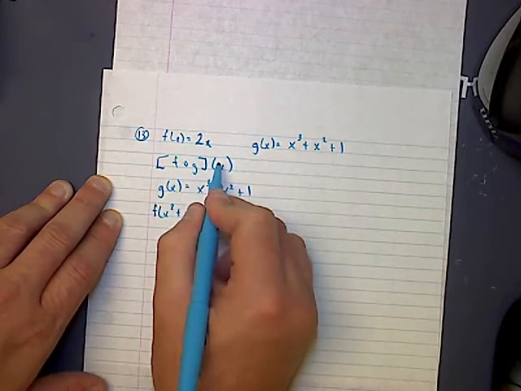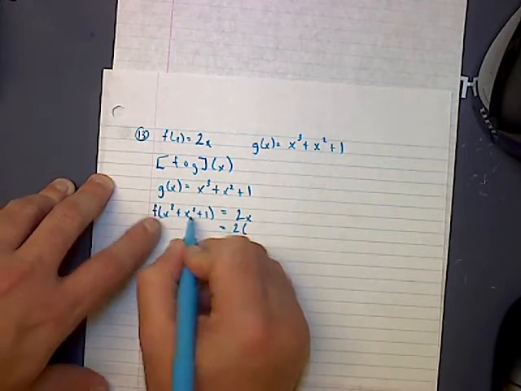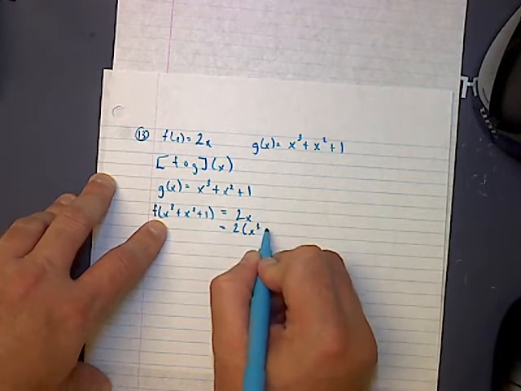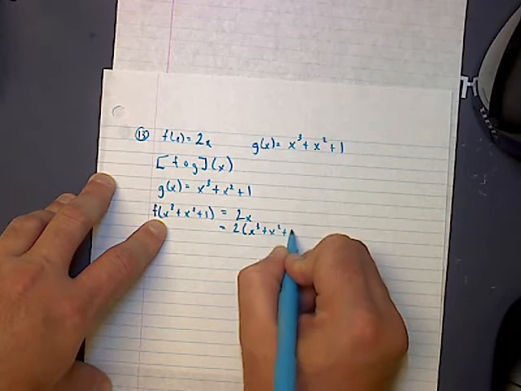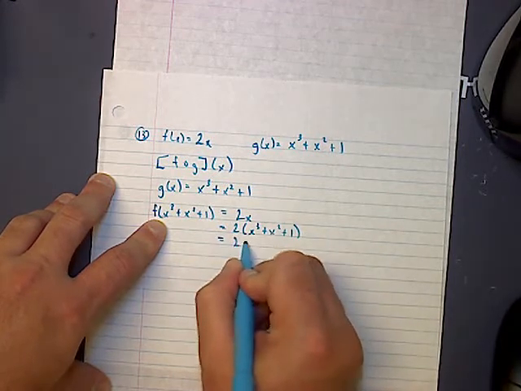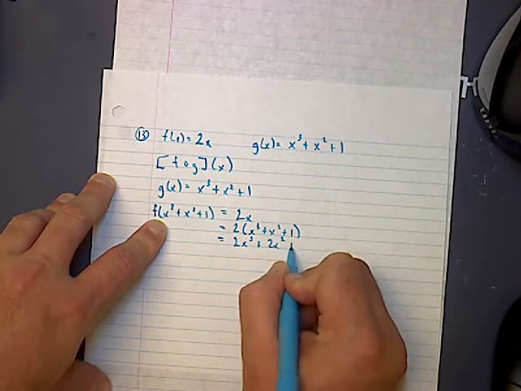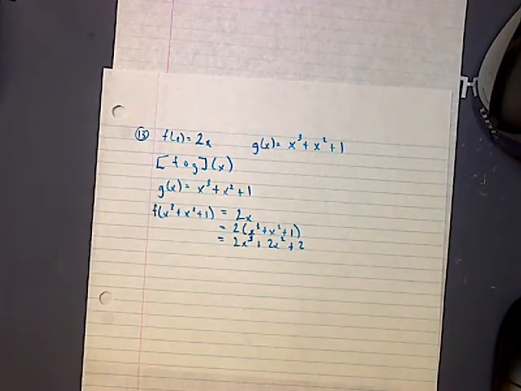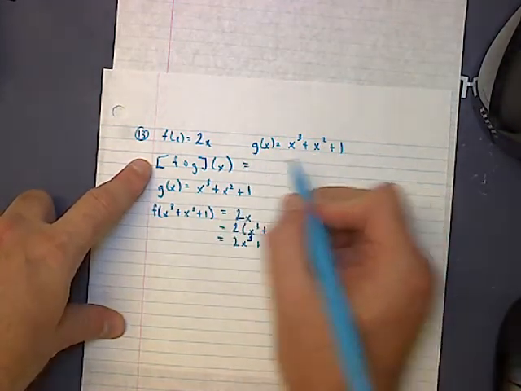F function's 2x. So I'm going to substitute this in for x. Whatever's in that parentheses goes in for that variable. So 2 times x cubed plus x squared plus 1. Distribute, that gives me 2x cubed plus 2x squared plus 2. That is what f of g of x is equal to.